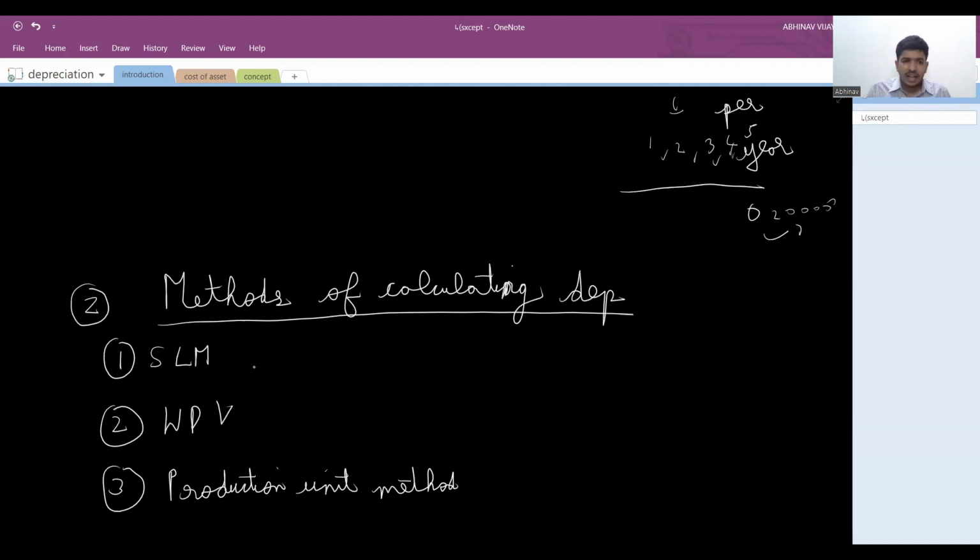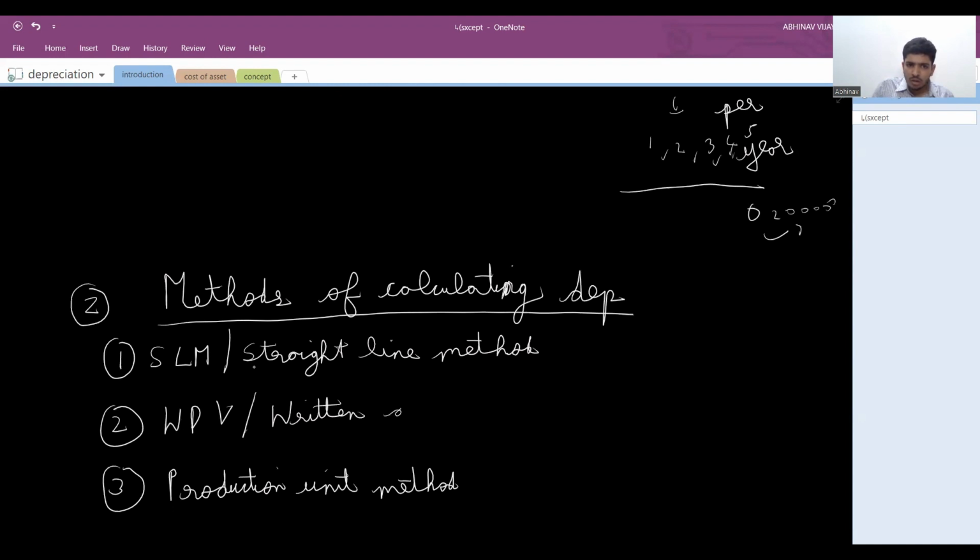Now, SLM's full form is straight line method. WDV's full form is written down value method. Now, these both have different names.